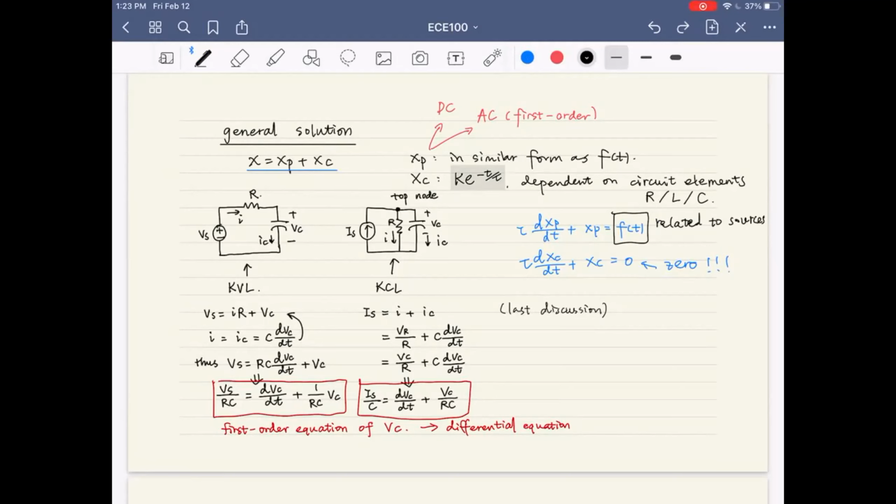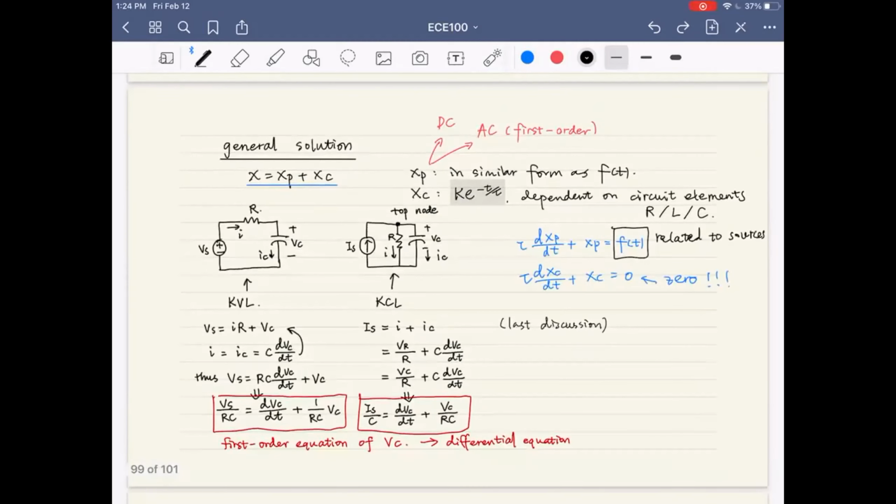So after this, I will go to the last problem in this discussion, which is how to calculate the tau correctly. If you can correctly calculate tau, you are very close to the correct final answer. Okay. So if you are still confused about how to compute XP, XC in different cases, check the last discussion or textbooks. All right. Any questions?